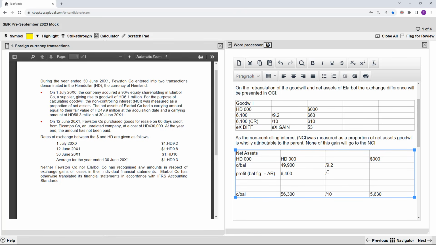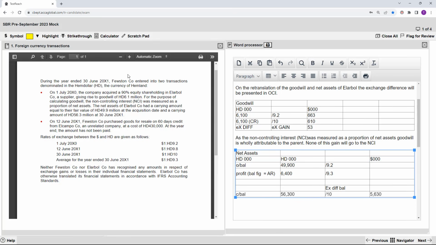If I'm going to get my calculator out, if I'm going to do some numbers, let me do some numbers right at the end. And my final thing in terms of setting it all out, this exchange difference. This is the balancing figure.